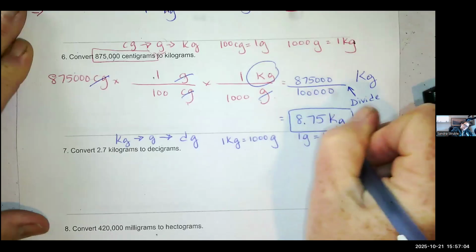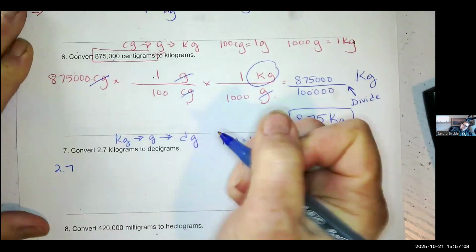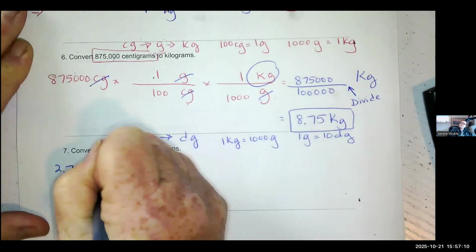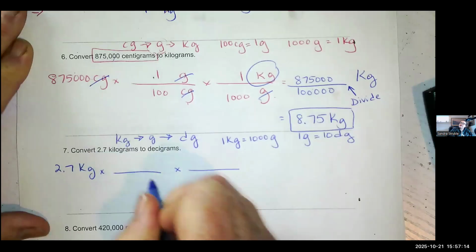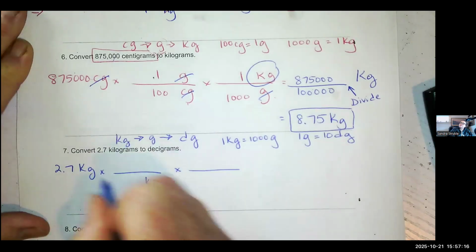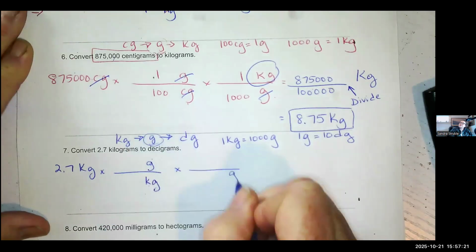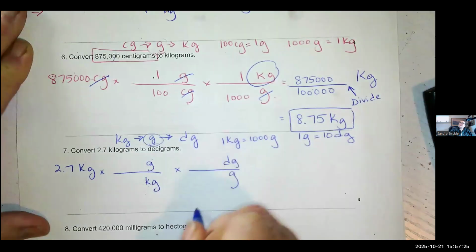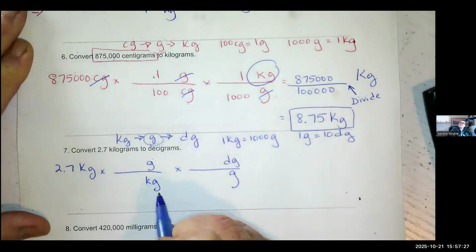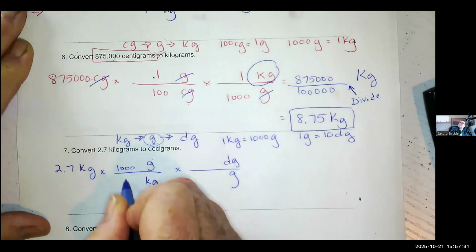Start with what you're given, 2.7 kilograms. Get your 2 conversions set up. We want to get rid of kilograms. So starting unit goes in the bottom. And we're heading to grams. We don't want grams. So they'll cross out now, and I can get to decigrams. Once I get these set up, and I know they'll cross out, that's when I plug in my numbers. 1,000 grams is 1 kilogram, and 10 decigrams is 1 gram.